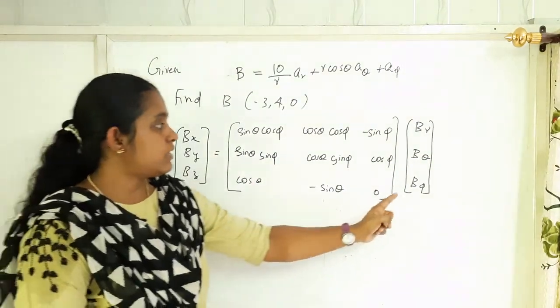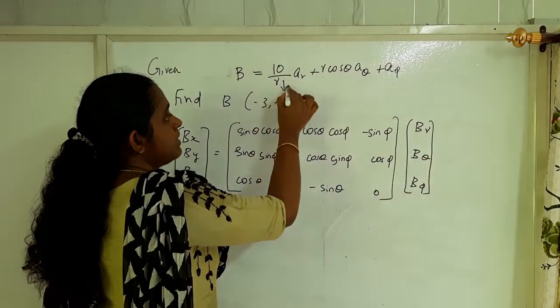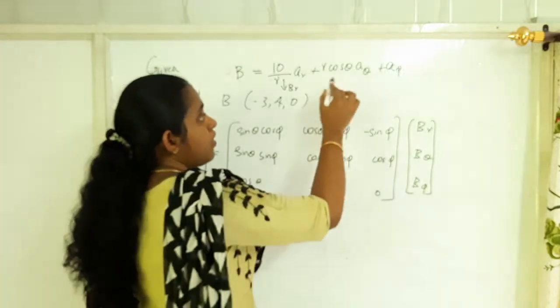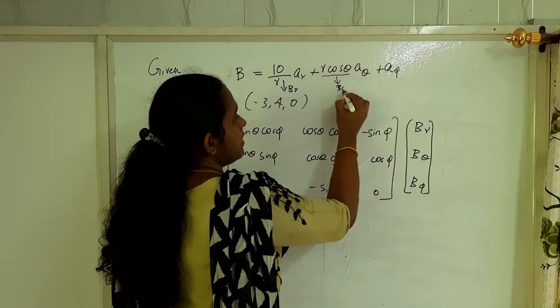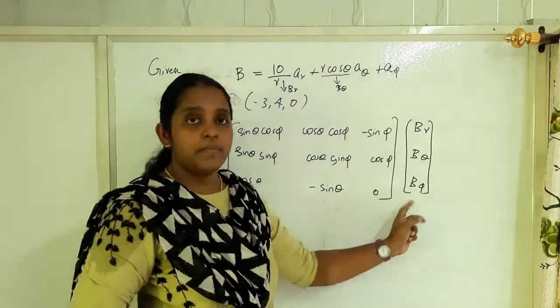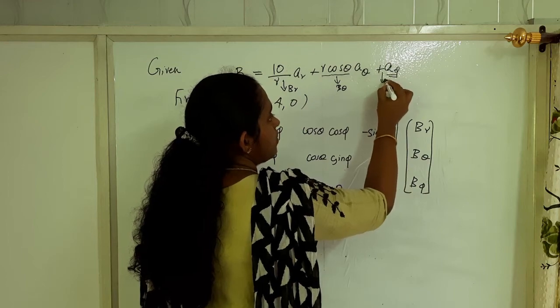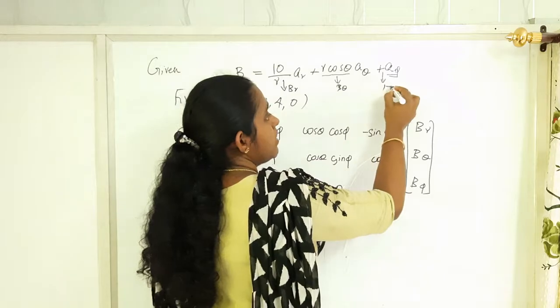In this question, what is BR? BR is 10 by R. And what is B theta? The coefficient of aθ is B theta, that is R cos theta. And what is B phi? B phi is the coefficient of aφ, here it is 1. So 1 is the B phi.